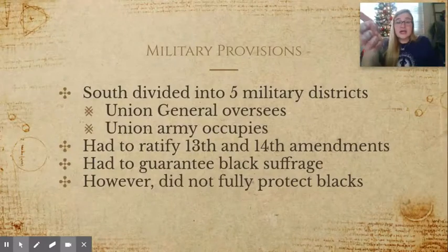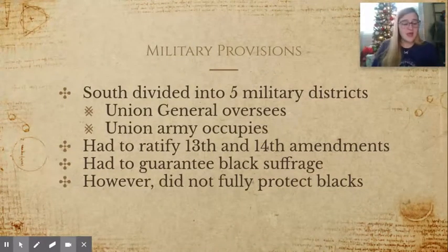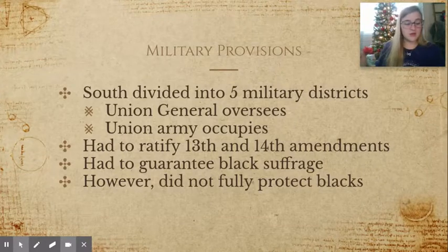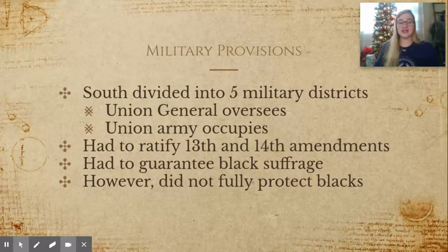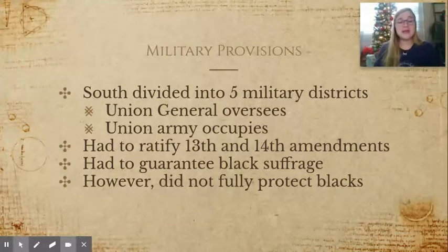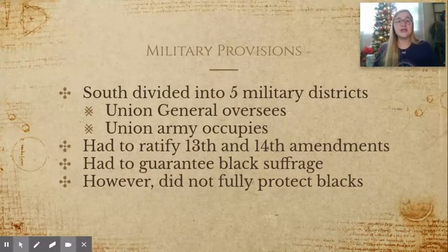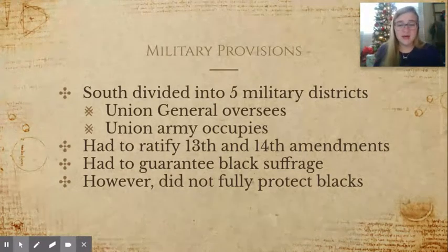And so here is the Military Reconstruction Act, okay? It divides the South into 5 military districts, and each is commanded by a Union general and policed by the Union Army, about 20,000 soldiers in total. Every state that wants to rejoin the Union has to ratify the 13th and 14th Amendments. You have to allow Blacks to vote and guarantee that they have the ability to vote.